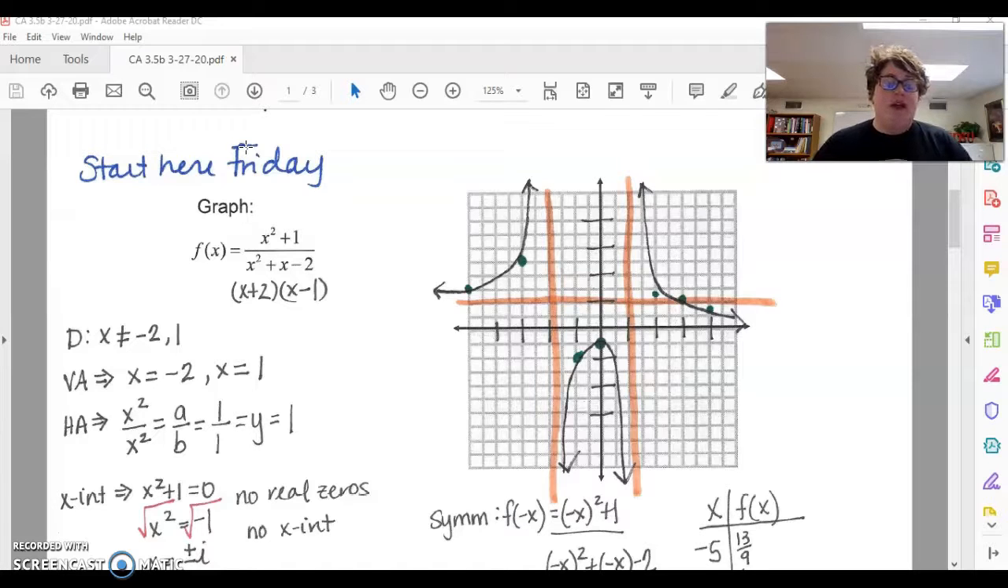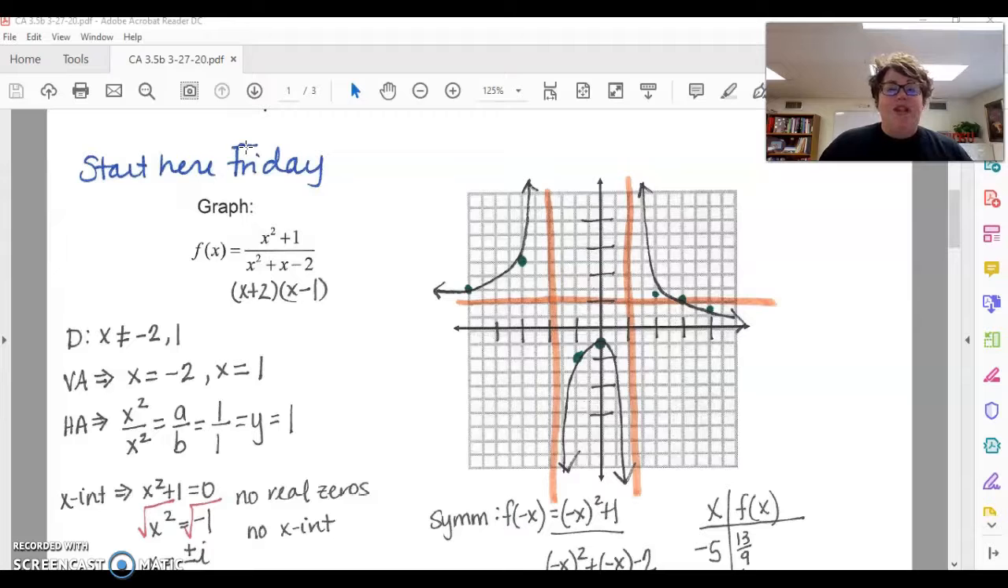So okay, let's finish up 3.5. Remember with 3.5, several pieces: finding the domain, and then vertical and horizontal asymptotes, x and y intercepts, determining symmetry, and then additional points. So picking some x values in between our asymptotes, and then solving for f of x or y.